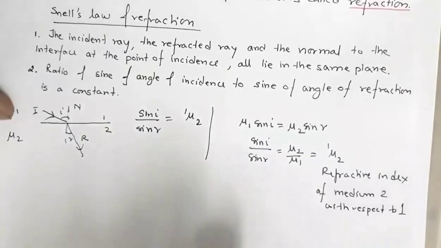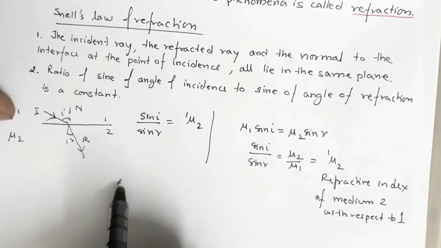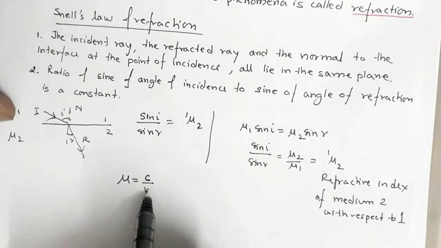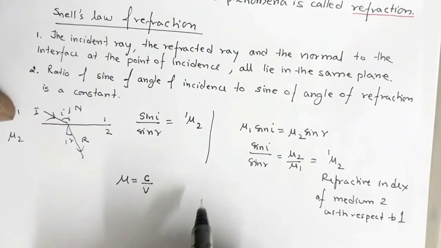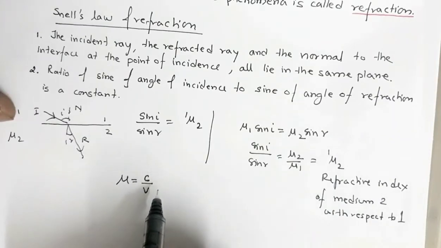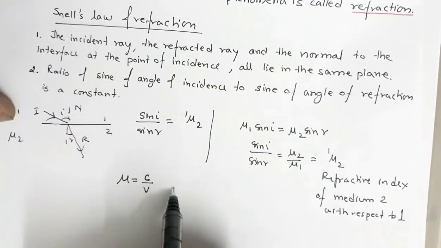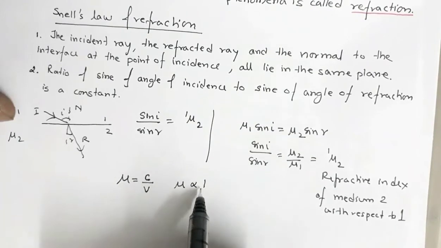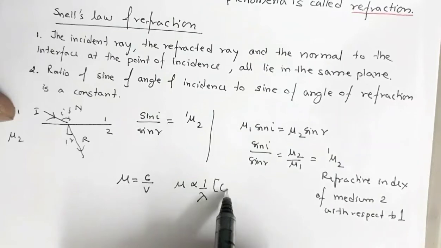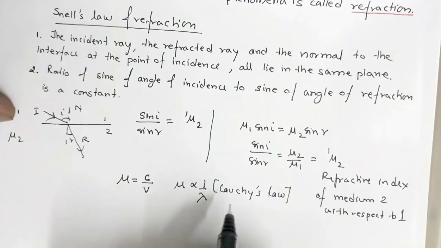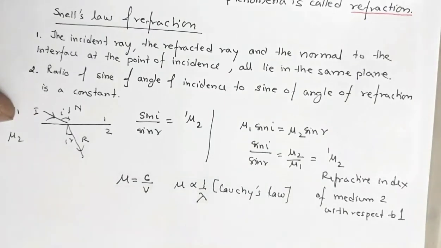Now this term refractive index, in terms of velocity of light, it is expressed as mu is equal to velocity of light in free space to velocity of light in the medium. That means refractive index is related to velocity of light. Refractive index is also related to wavelength of light lambda by Cauchy's law. Cauchy's law says that refractive index is inversely proportional to lambda.